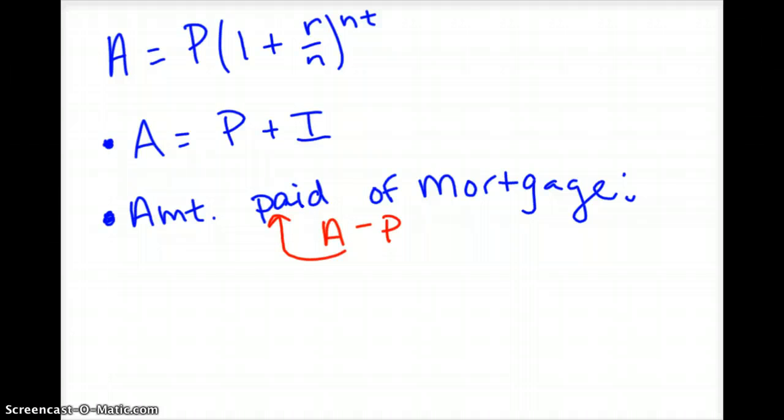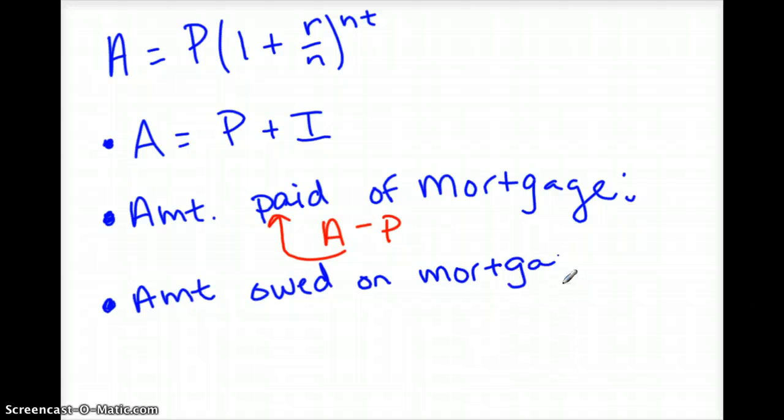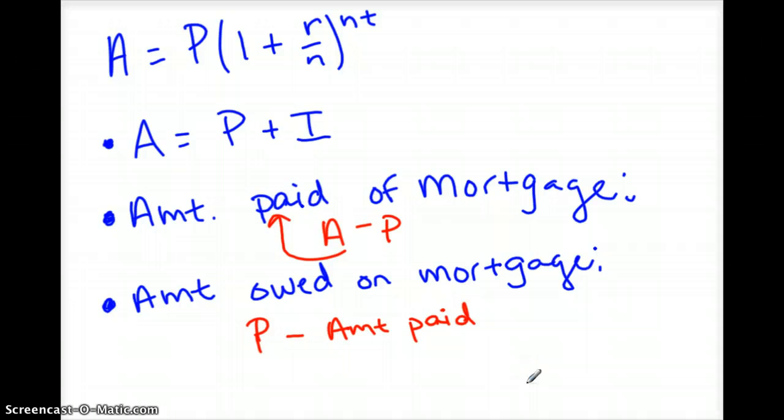Now, similarly, I might ask you for the amount that's still owed on the mortgage. How am I going to find that? I'm going to take the amount that my loan was for, the principal, and subtract the amount that's already been paid, and that difference is what's still owed.